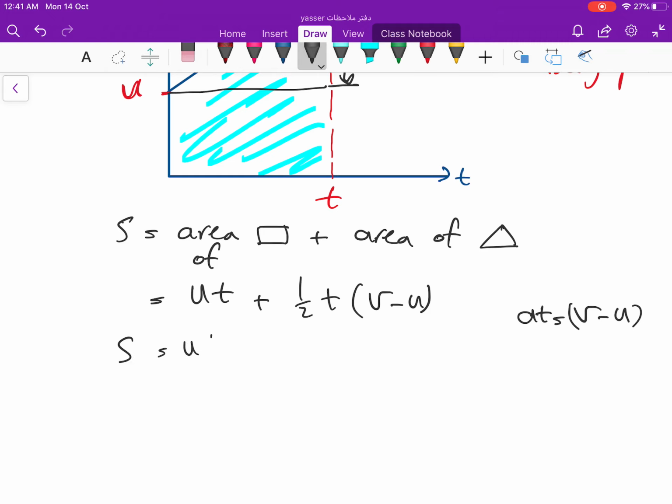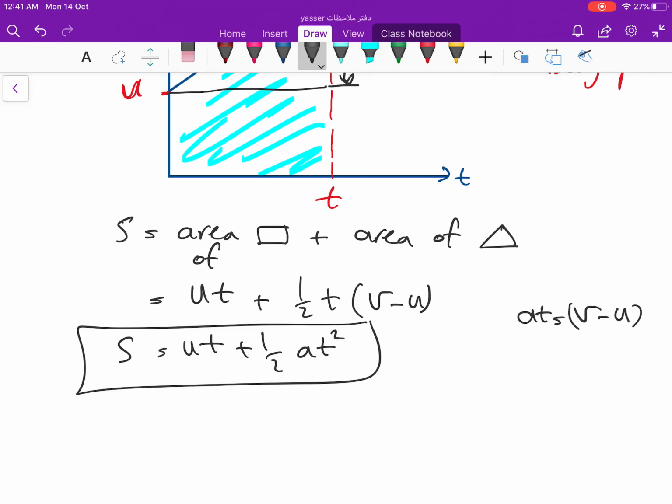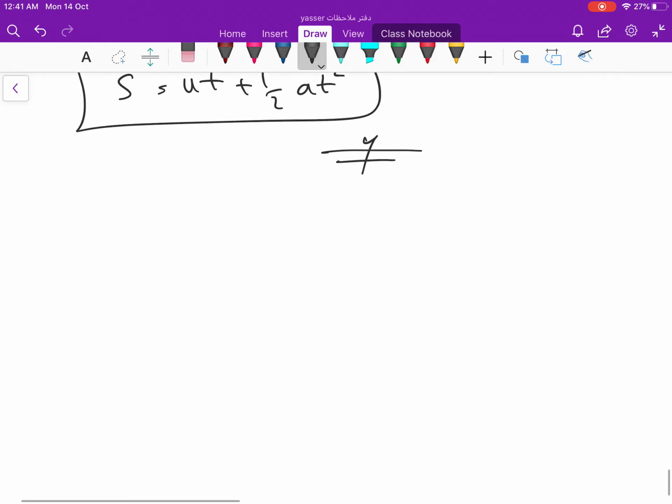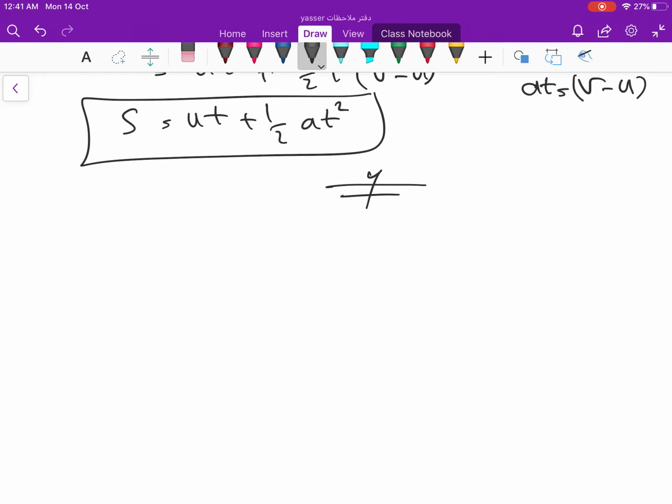So s is equal to ut plus half at squared, and here is the derivation of the second equation graphically, or the graphical representation of the second equation. We are going to move to the fourth equation.